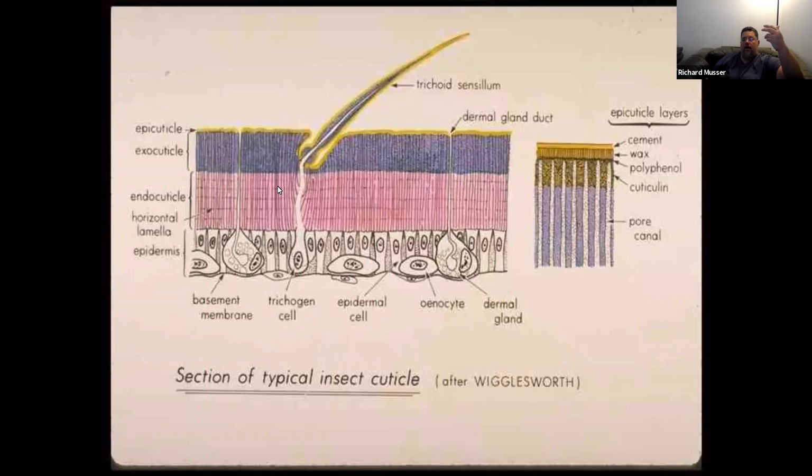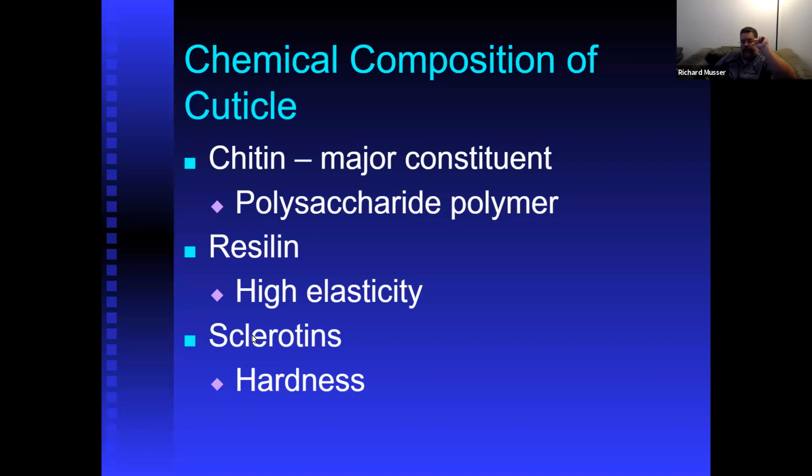And it depends on which part of the body too. So you'll find more resilin, I would assume, near the wing or near the arms or legs, you know what I'm saying? While the outer shell would be more of the sclerotins. So it depends a lot on what region we're talking about. The cuticle is thicker or thinner, more elastic in some areas and less elastic in others, based on which part of the body we're talking about.